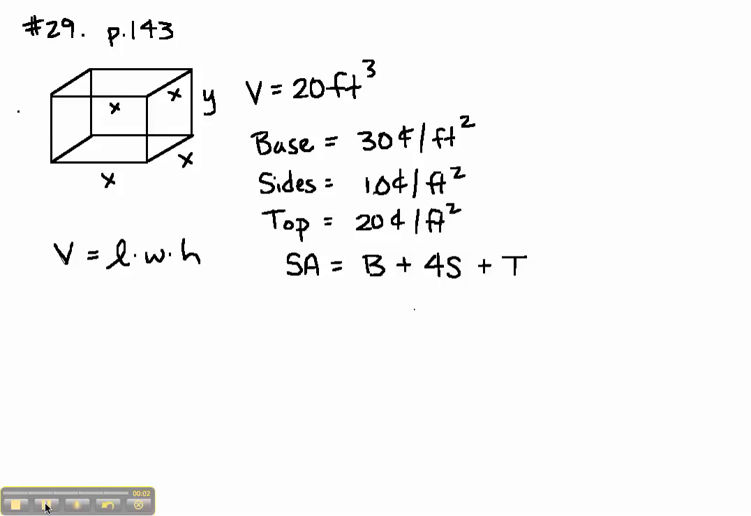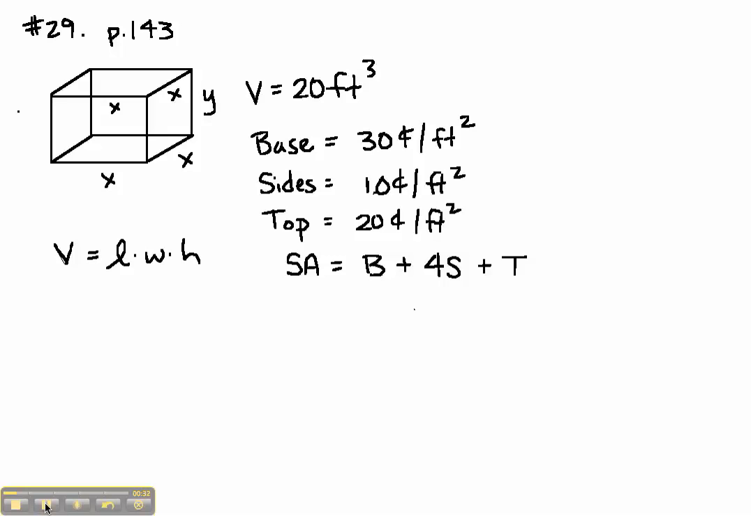On number 29, they give us a picture of a rectangular box with a square base with a volume of 20 feet cubed. And they go on to tell us the cost of the material for the base, the sides, and the top. And they're wanting us to find a function of the variable x giving the cost of constructing the box. Now, to start this problem out, we want to identify what they are giving us.